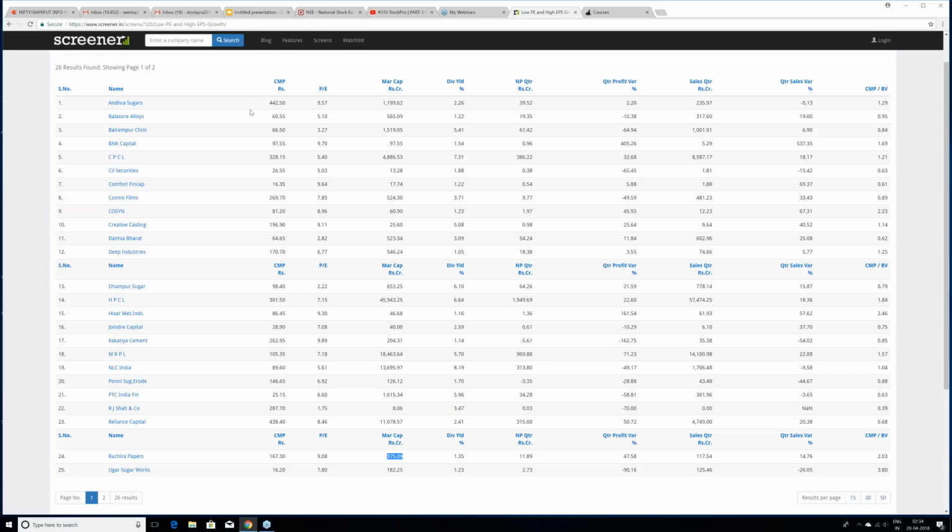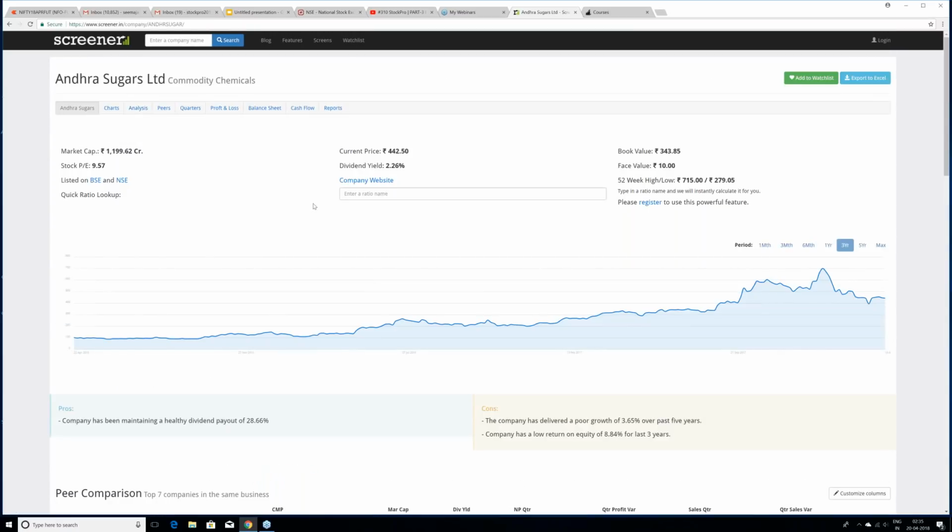First, you need to find out Andhra Sugar's fundamentals. So you go here, and if you want, you can just click it here only. Andhra Sugar, here it is. So market cap, good, pretty decent, about 1200 crores. Stock PE is pretty decent. Current price is 442. Book value is 343. Right? 52-week high and low. High was 715, low was 279.